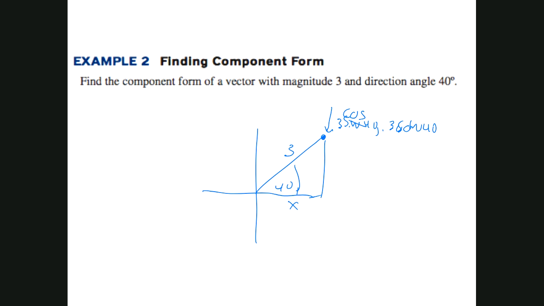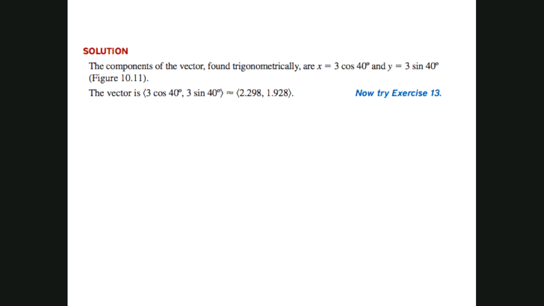Because this is my y value. Sine is opposite over hypotenuse of this. So my x value is going to be 3 cosine of 40, and my y value is going to be 3 sine of 40. And that would be my vector. So if they gave me a magnitude and an angle, I should be able to find the vector representation for that. And that's just that point, right? And you could have worked it out to a decimal, but we don't usually do that.